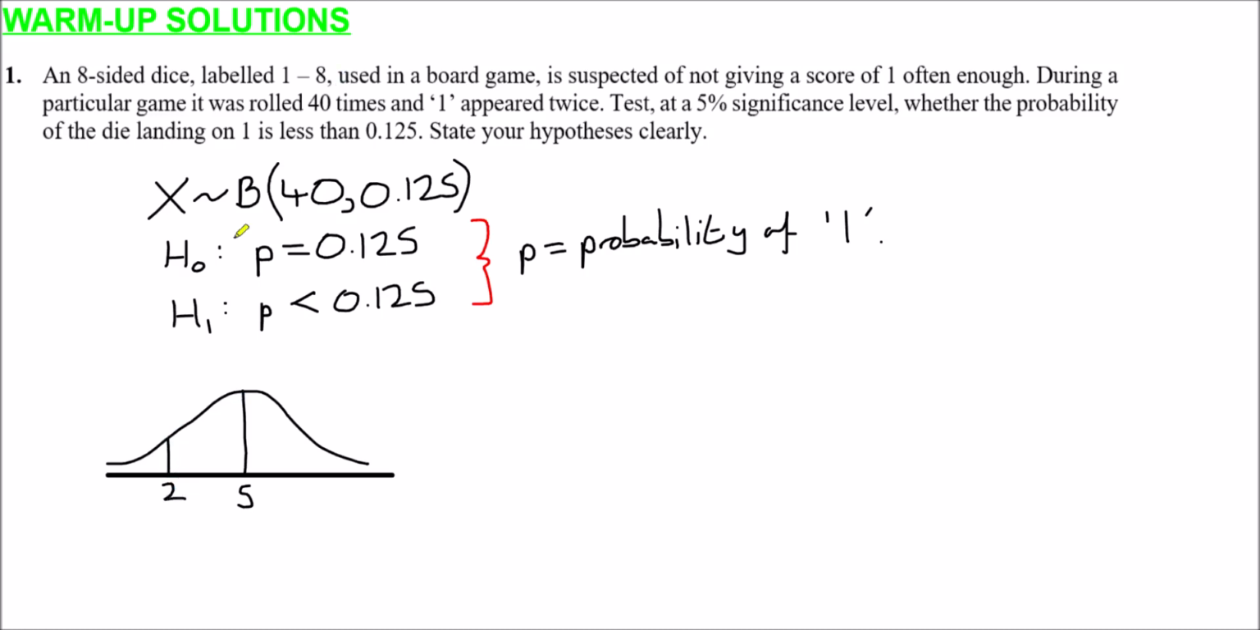So we need to work out this proportion here and compare it against the critical value. So by H0, the probability of having seen 2 or fewer 1s is this proportion here we're trying to work out. We're going to compare this against the 5%.